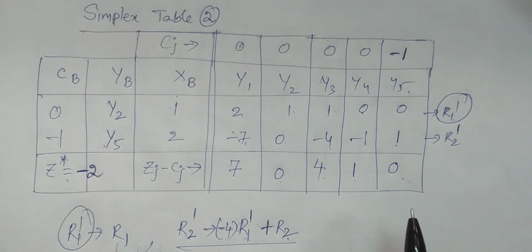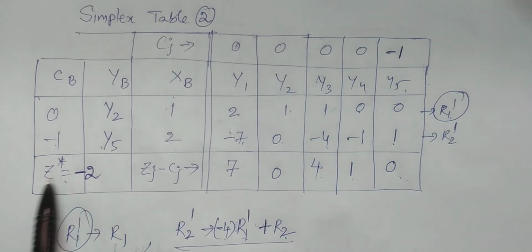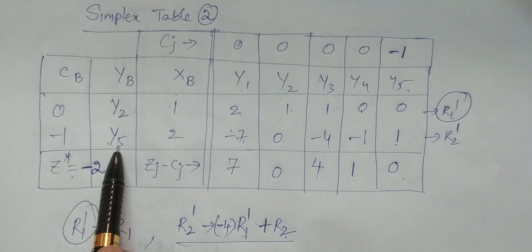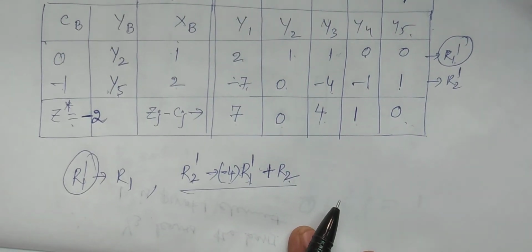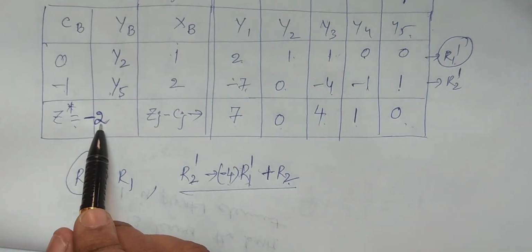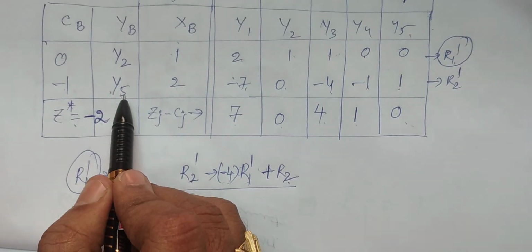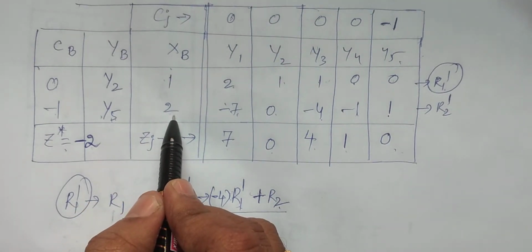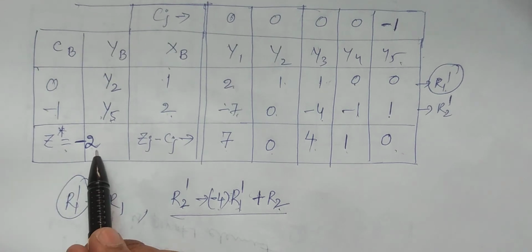You see, in all net evaluations Zj minus Cj are greater than or equal to 0, but Z star is equal to minus 2, and one artificial vector appears on the basis. This is case 3. What is case 3? One artificial vector appears on the basis at non-zero level, that is y5, at non-zero level, that is 2. The corresponding entry is non-zero. It is not 0. If it is 0, it is a degenerate solution. And Z star is less than 0.